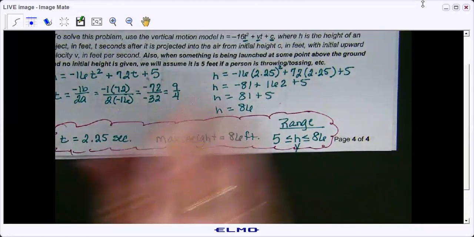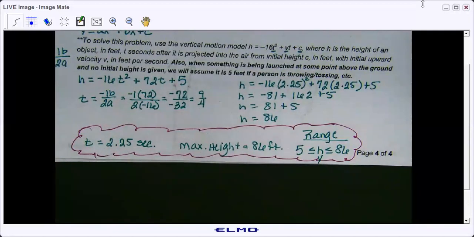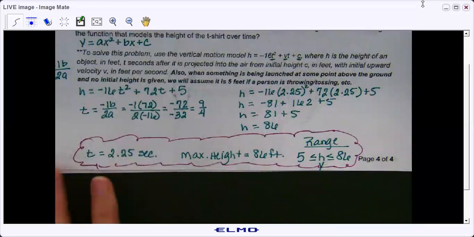Okay. And I believe that on the homework, the problems are similar to this. So you should be able to follow this. And I believe it's going to ask you to graph it also. Okay, that concludes our lesson for 8-2.